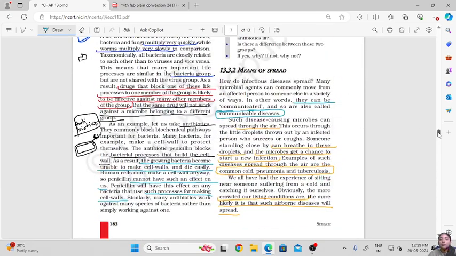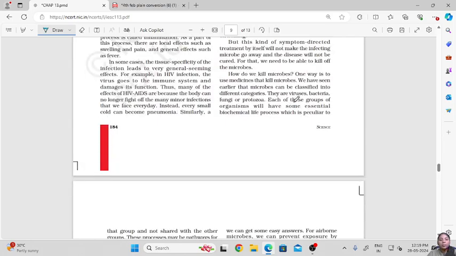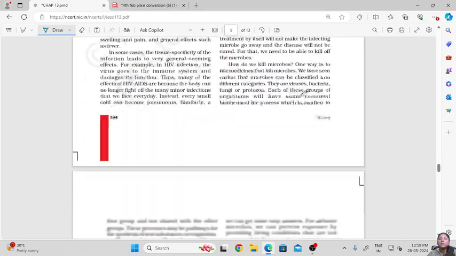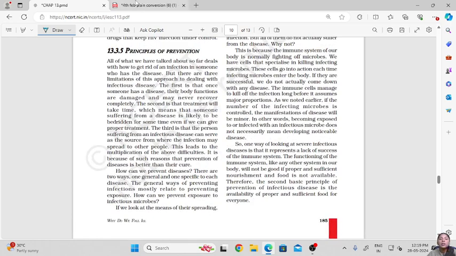So this is all for this lecture. We will continue this chapter with the preventive measures, principles of treatment and principles of prevention. We will see that in the next class.